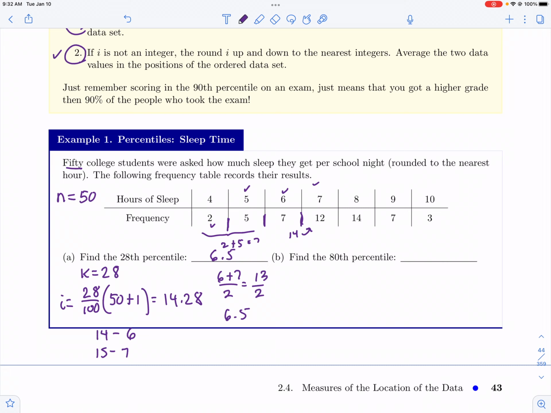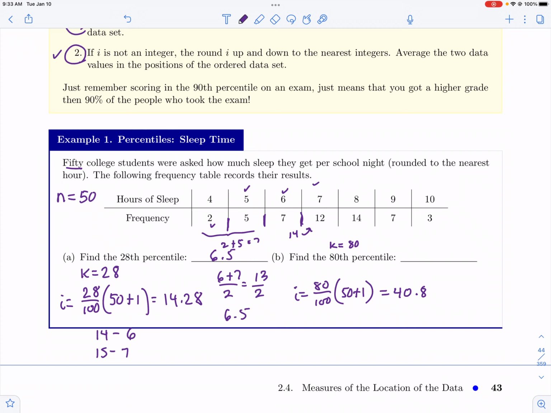That's good. All right. So let's take a look at our 80th percentile. So again, we want to do the same thing. So in this case, our K is going to equal 80. So we're going to get 80 over 100 times 50 plus 1. And so again, typing this in our calculator. So I'm getting 40.8 is our index number.